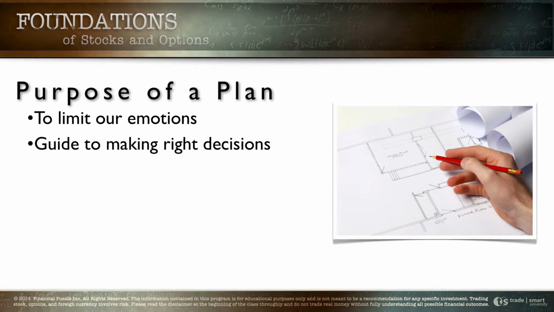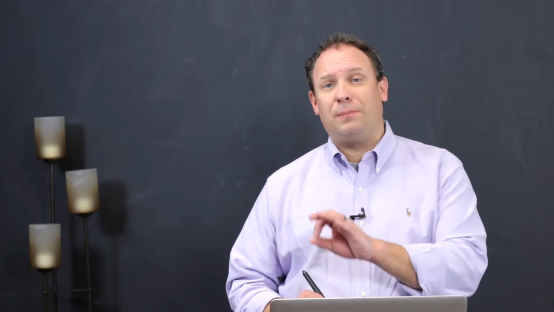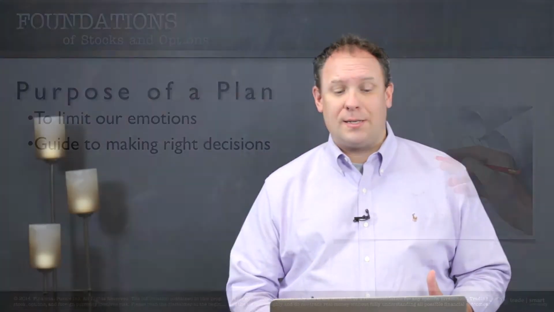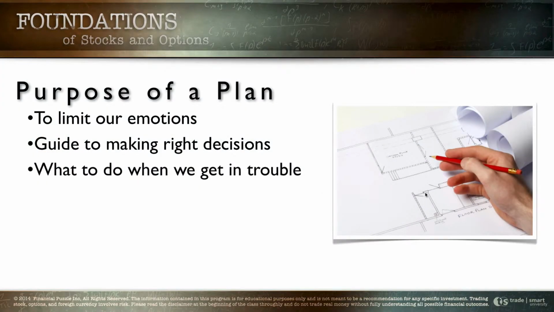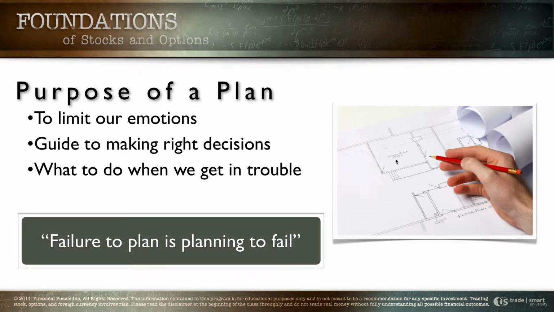The next thing you need to understand is the trading plan will help guide us to making the right decisions. You know, once you've got emotional bias in a trade, the right decision oftentimes is, well, frankly, hard to find because we've got so much emotion on the trade. So the trading plan will help put the steps in place that we expect to follow, and it will help guide us towards making the right decisions. And finally, the trading plan will also help us understand what to do when we get into trouble. So these are the primary purposes.